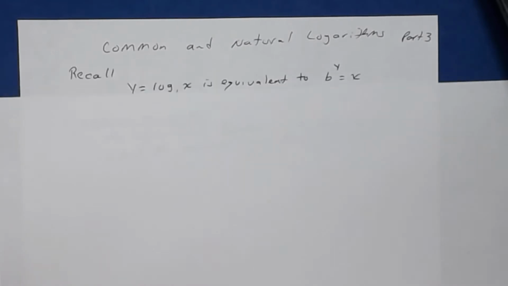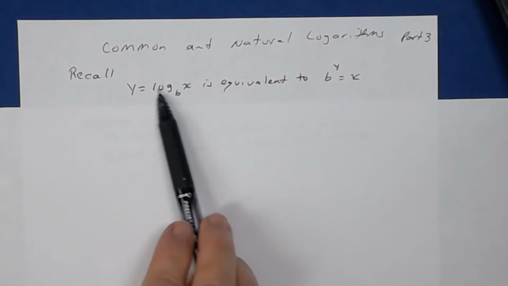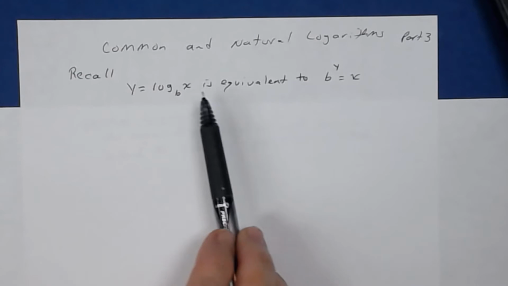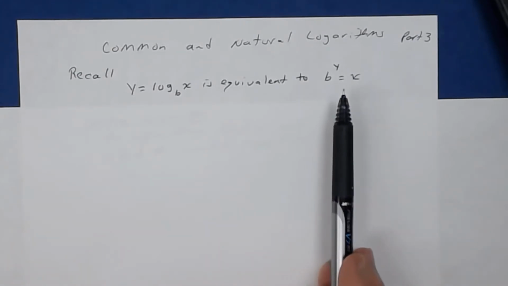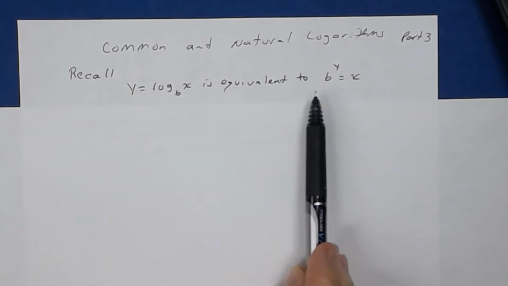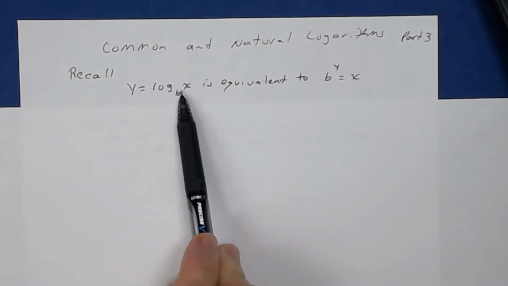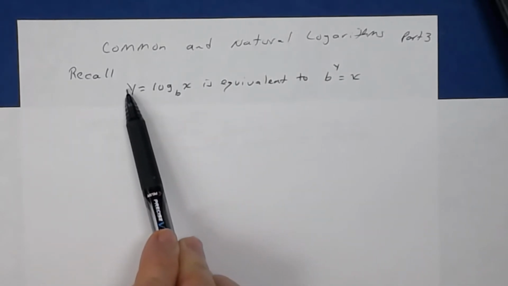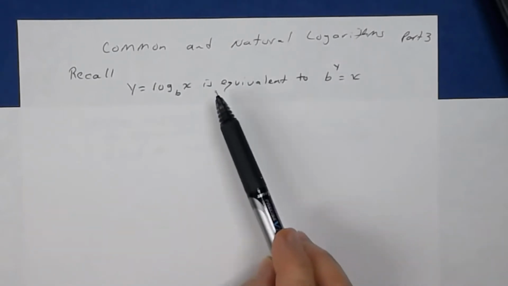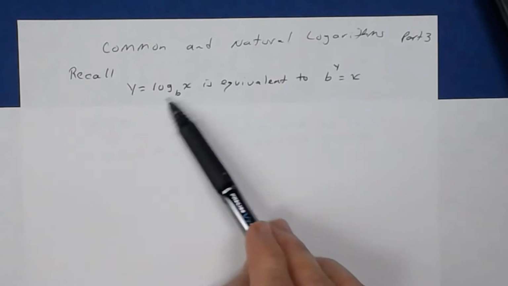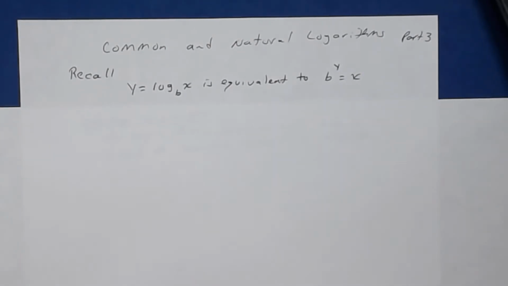Recall that in previous parts, we talked about how the log equation y equals log of x base b is equivalent to this exponential equation. When we went from a log equation to exponential, we looked at the base first. Here's the base, so b to the y power was your exponent on this side, and that was equal to the argument, which is x. We did some problems like this in previous lessons.